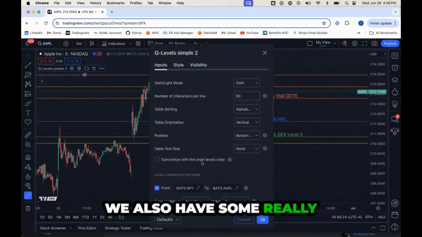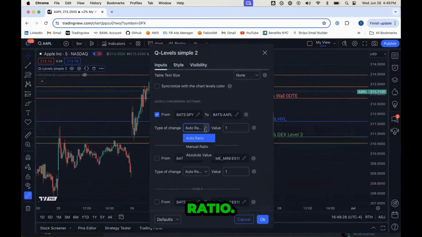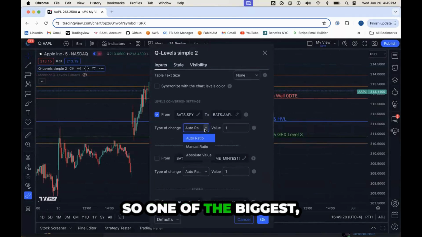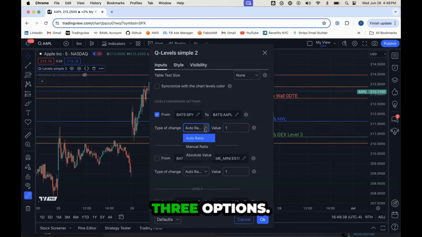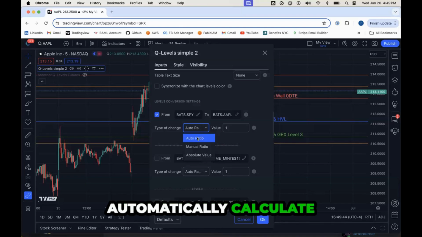We also have some really exciting thing, which is the auto ratio. So one of the biggest challenges that users are having is like, what ratio do you use? When do you calculate it? So is it end of day, beginning of the day? So you have three options. Auto ratio, this will take in the last price of the previous day and will automatically calculate the ratio for you. So you don't actually have to do anything to convert the levels from one ticker to the other one.